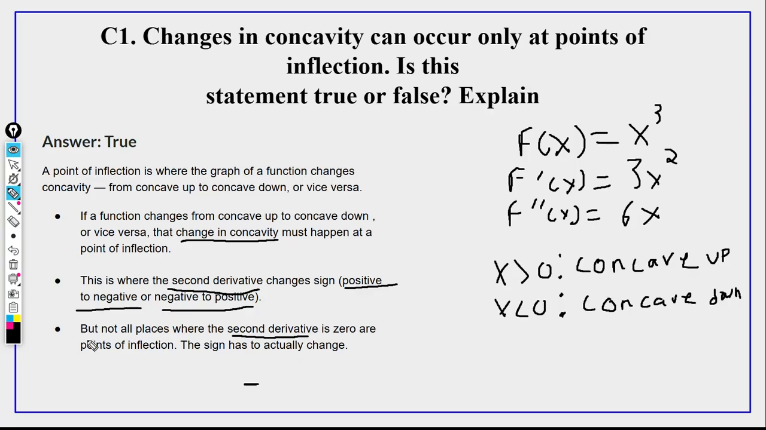But not all the places where the second derivative is 0 are points of inflection. Here, I'll draw this graph right here. So this would go approximately like this. Don't mind the graph. I'm not good with this computer stuff. Okay, so, no, that still looks bad. I'm trying to show an accurate one.